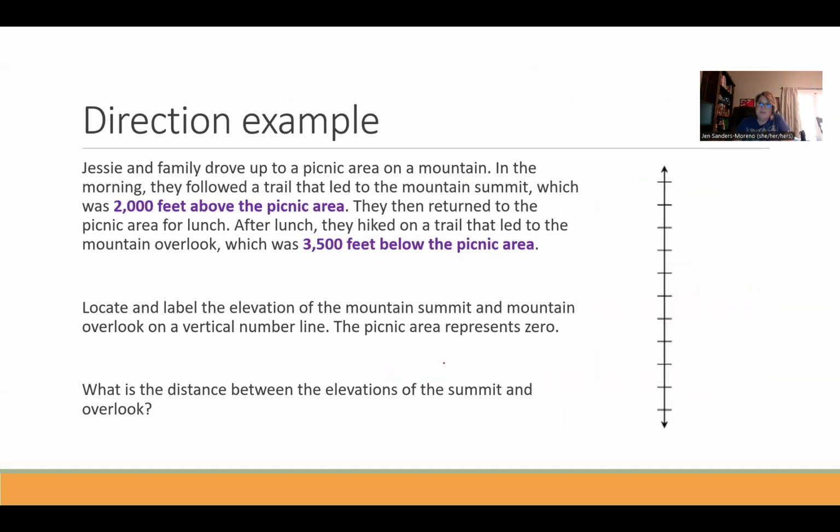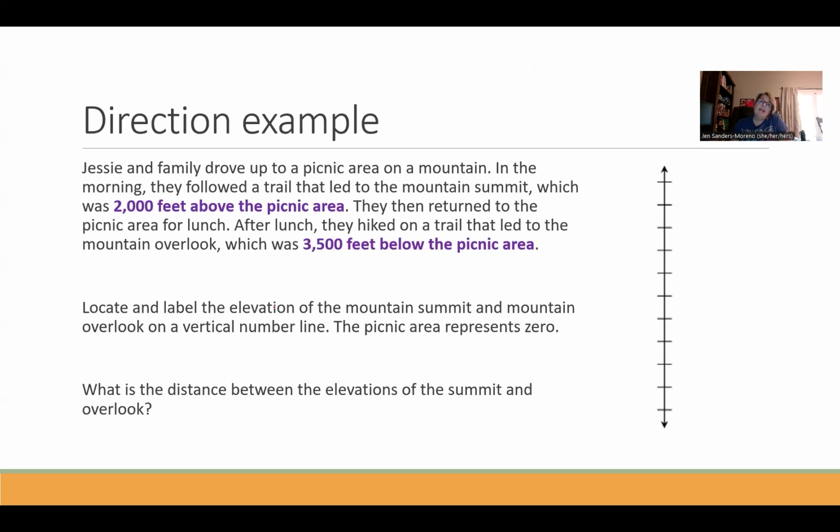All right. Now, here's a direction example that's also from the Common Core textbook. It says Jesse and family drove up to a picnic area on a mountain. In the morning, they followed a trail that led to the mountain summit, which was 2,000 feet above the picnic area. They then returned to the picnic area for lunch, and after lunch, they hiked on a trail that led to the mountain overlook, which was 3,500 feet below the picnic area. They like to hike, man. Hope that they were safe and good and having a good old time.